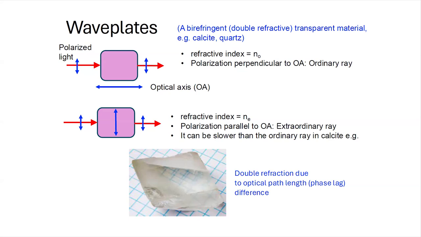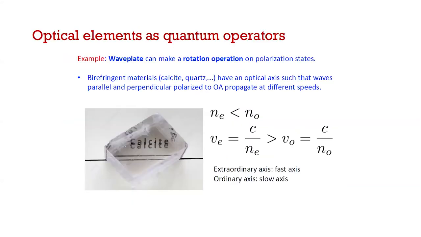are two axes. One is ordinary, relative to the optical axis. The other one is extraordinary. But there is a speed difference depending on direction. Okay? And because of this speed difference, the signal just delays relatively, and you can see double. And this delay can be used to advantage to design different rotations on polarization state. Okay.